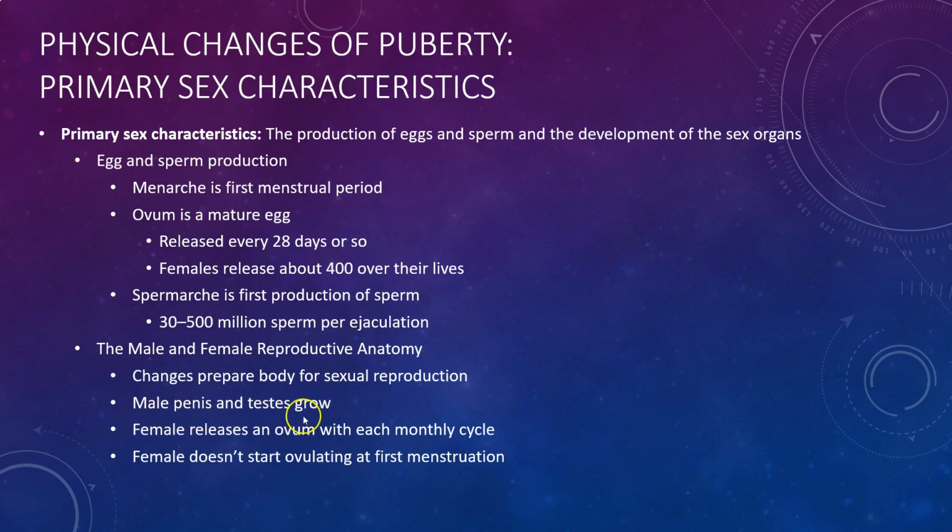In males, the penis and testes grow. Females release an ovum with each monthly cycle, although females don't start ovulating at their very first menstruation.